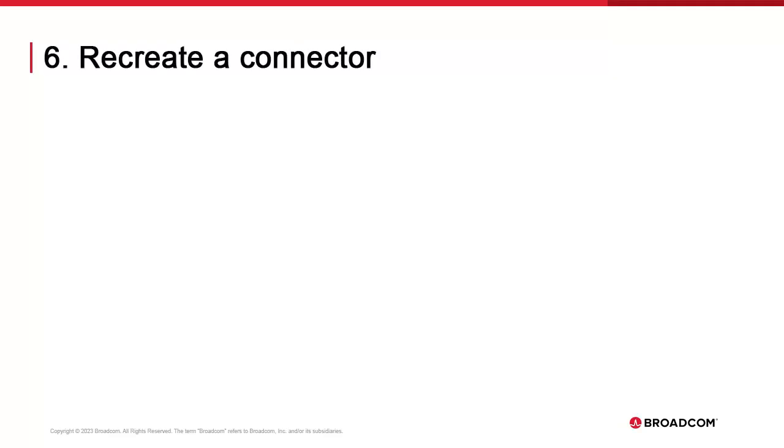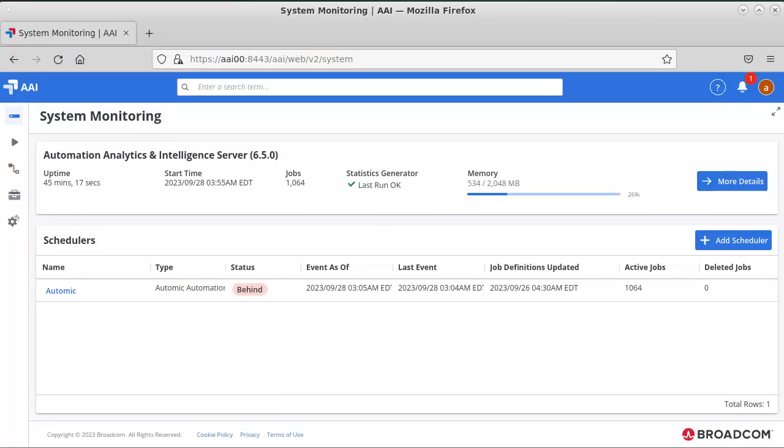Finally, we recreate a connector in the web UI with the appropriate connector name. If you run into issues, you can always check the connector log. It should be obvious that there is no communication between AAI and the scheduler, which means the current connector is no longer working. It's evidenced by the fact that events were updated more than 24 hours ago. Let's update the connector with a new name.